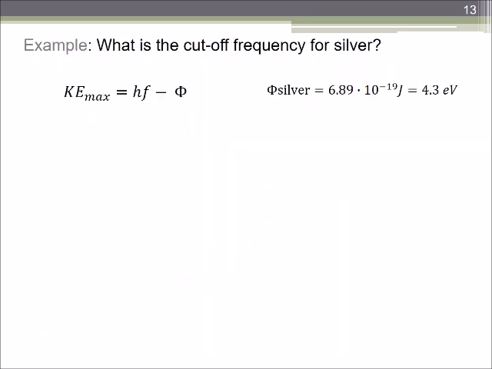Now we're going to use those same formulas to figure out the cutoff frequency for silver. We said the work function for silver is this number, and we know this relationship. So we're going to say that the kinetic energy is equal to 0. This is, again, the maximum possible energy that the electron could come off with, not the minimum. At 0, we're just barely hopping this electron off. That means hf is equal to phi, and then f, what we want to solve for, is equal to phi over h.